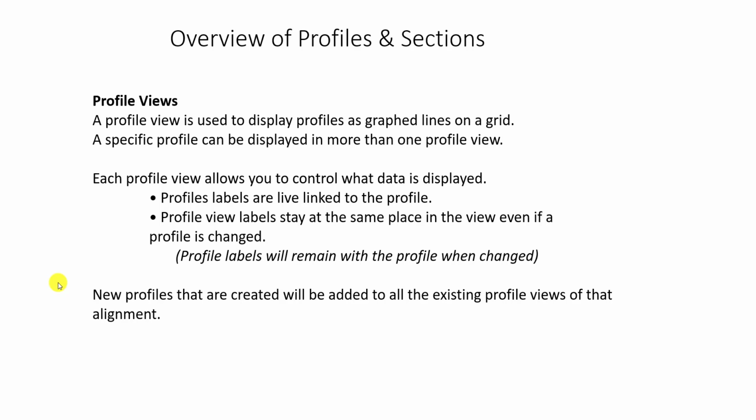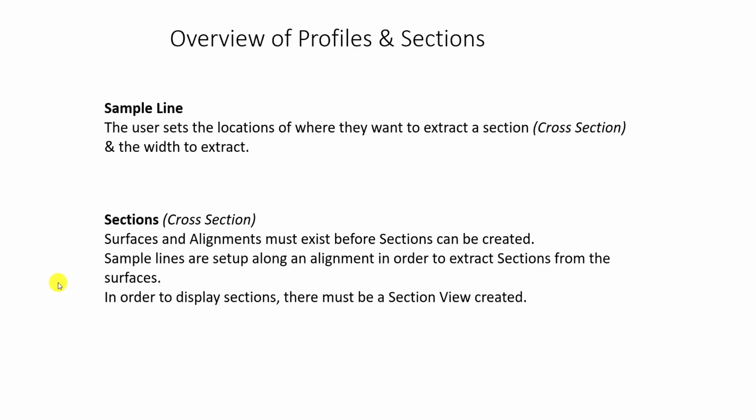Profile labels are live linked to the profile, and profile view labels stay at the same place in the view even if a profile is changed. So profile labels will remain with the profile when changed. New profiles that are created will be added to all the existing profile views of that alignment. So also keep in mind that when you do any type of changes in a specific profile view style, it'll actually change all the styles within that drawing.